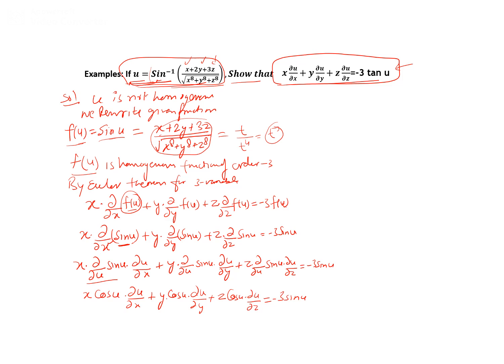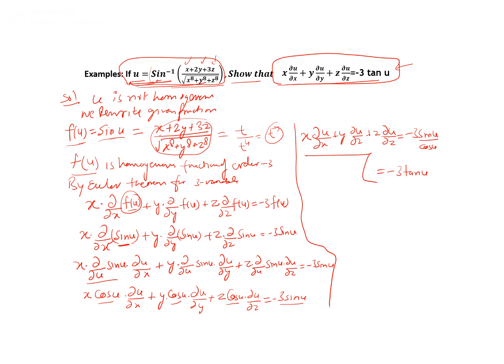Now on the left hand side, you see cos u is common, so take it and put it in the denominator of the right hand side. So the remaining equation we get x ∂u/∂x plus y ∂u/∂y plus z ∂u/∂z is equal to what? Minus 3 sin u upon cos u, and sin upon cos we write as minus 3 times tan u. So this is the required proof. In that way we can simplify.